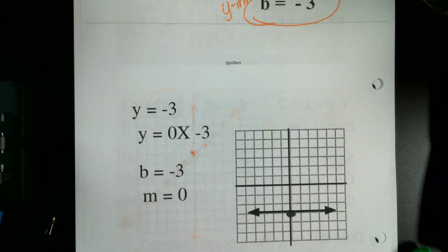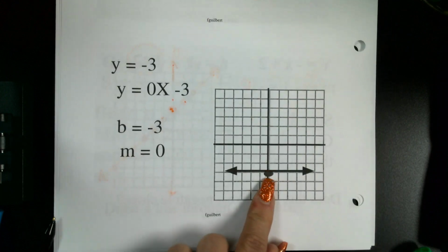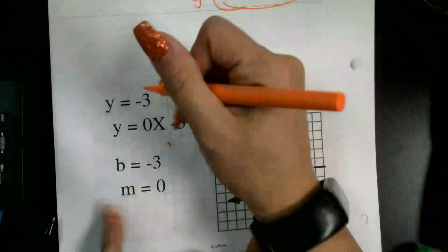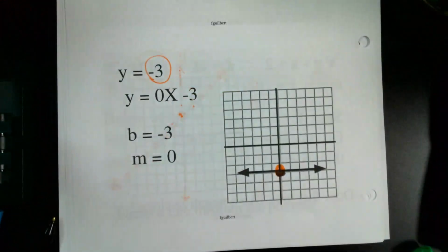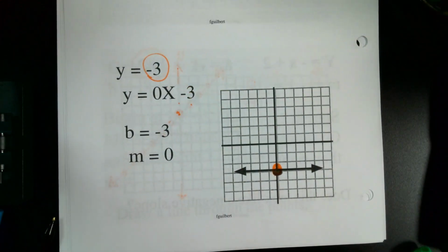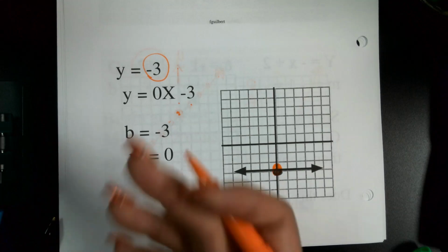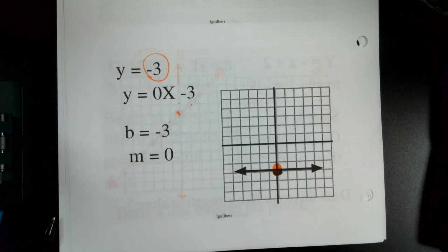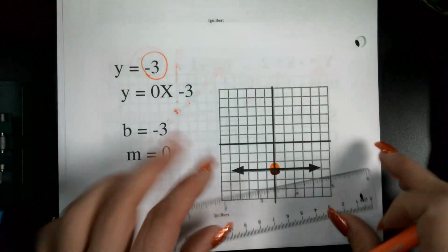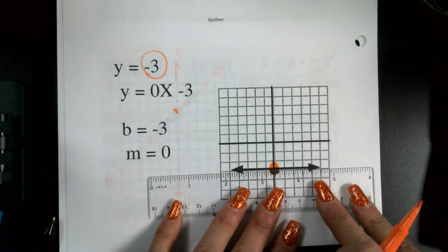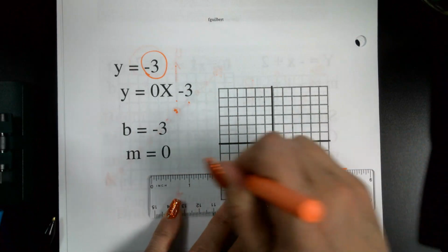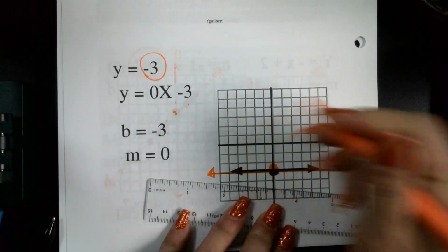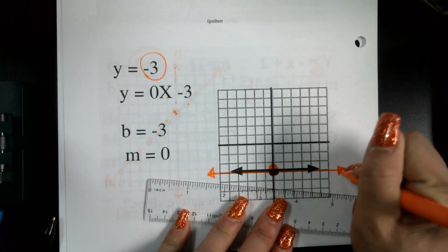So that's what they did at the bottom. This is the only time you only have to plot 1 point. That -3 on the y-axis is right there. And then there's no reason to plot more points because we know it's flat. You have a grid line to follow. So you literally just put your ruler down. I'm just extending this line. And you're just going to draw a horizontal line that goes from edge to edge.